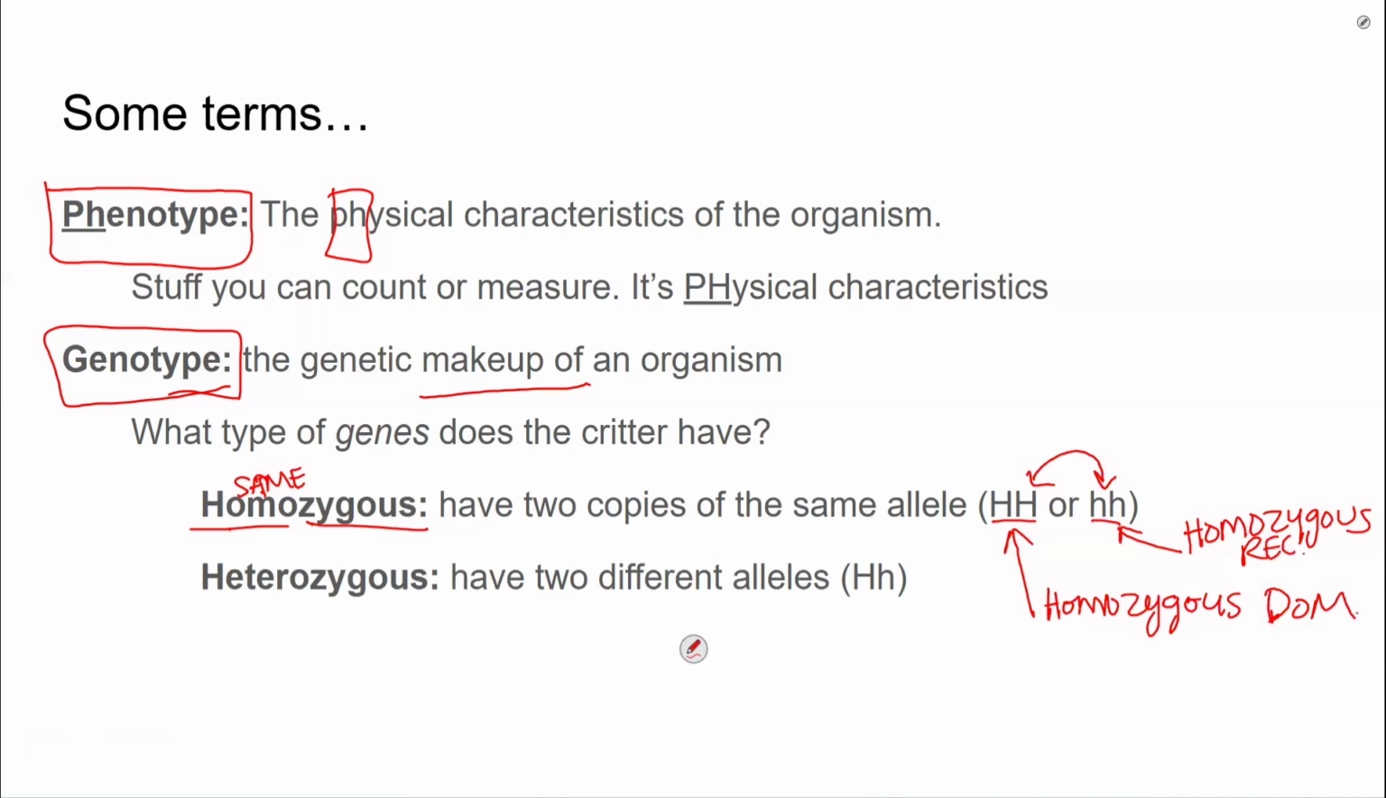Our other option for our genotype is big H, little h. In this case, we have two different alleles, right? On one homologous chromosome, we have the big H. On the other homologous chromosome, we have the little h. So they're different. So we're going to call these heterozygous. Now, we don't need heterozygous dominant. We don't need heterozygous recessive. All we have to do is, if we have two different alleles, we just have to say heterozygous and we're done talking about it.